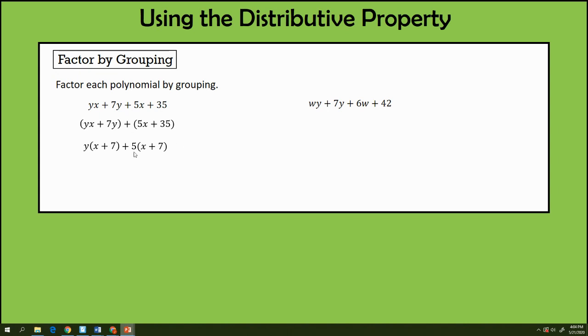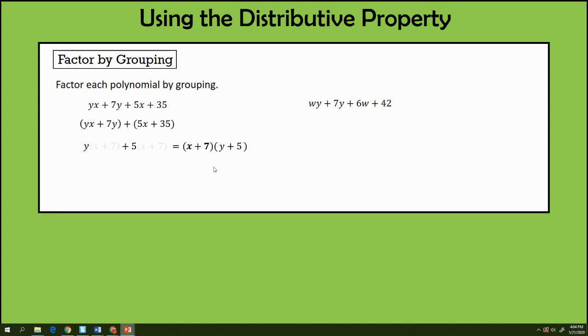Now, the whole objective of this is when I'm done doing that, I have this common binomial. Okay, this is Y times the quantity of X plus 7 plus 5 times the quantity of X plus 7. So what did these two have in common? They got X plus 7 in common. So I'm going to take that out. When I take that out, what am I left with? Y plus 5, that goes in the second parentheses.